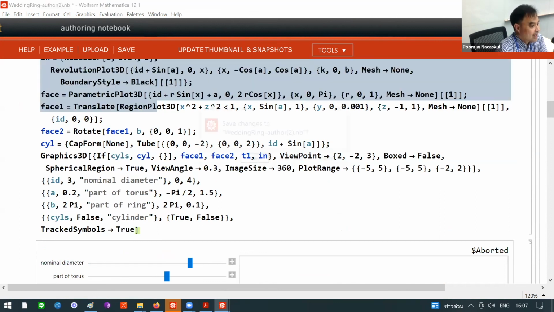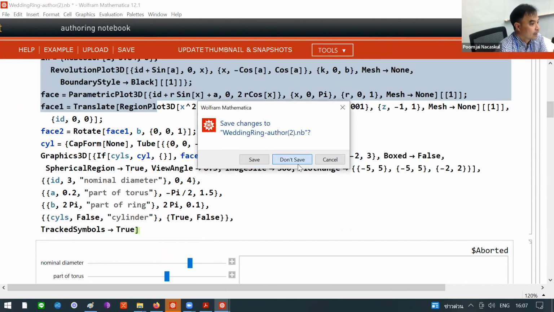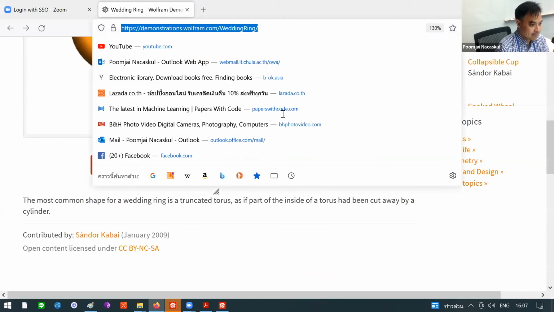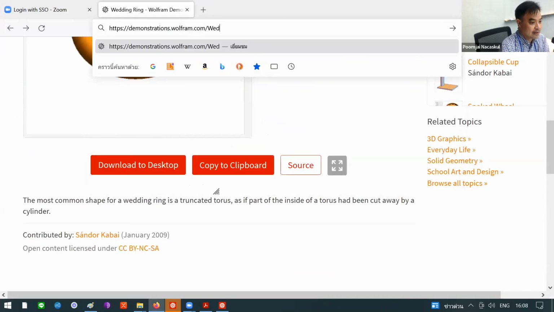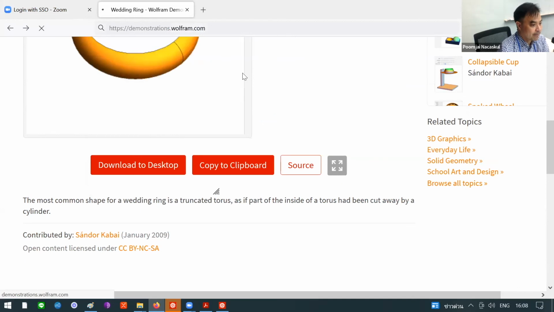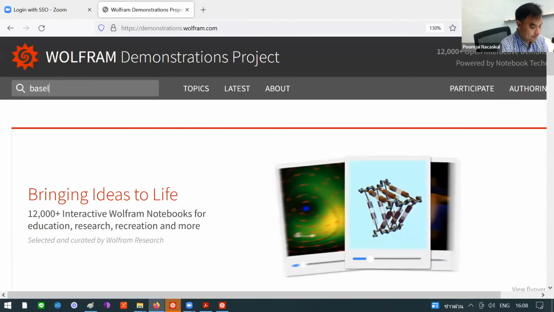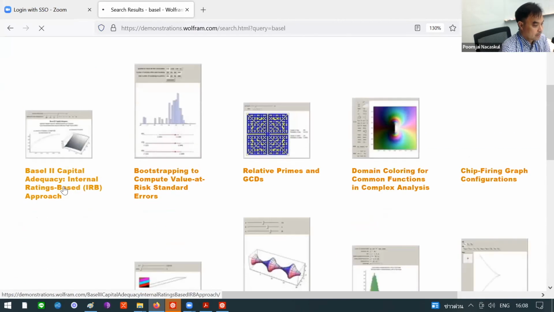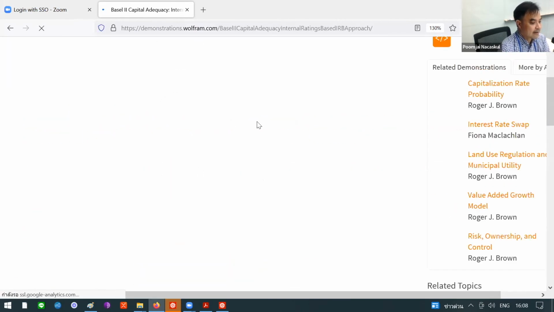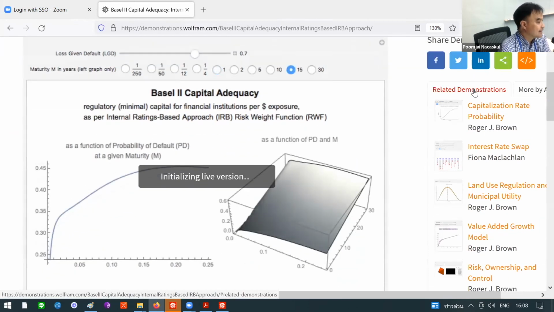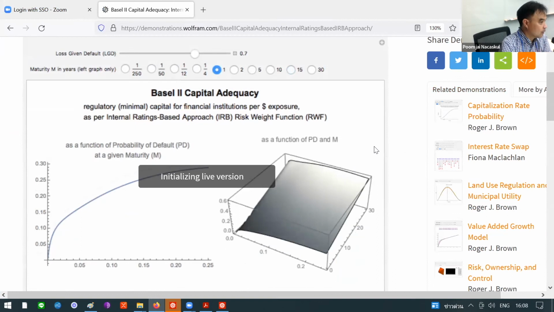So you can learn a lot from copying. And this is completely valid. They're not trying to say, oh, please don't copy me. I do my own Mathematica demonstrations, and I show people so that in the banking world, they can copy it. So let's say Basel. This is a capital adequacy calculation that all banks all over the world have to do.